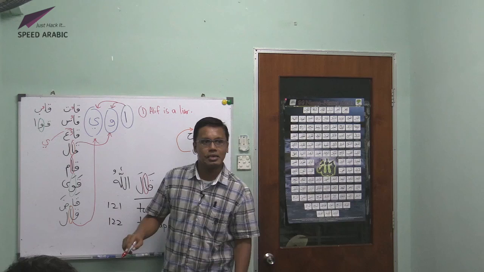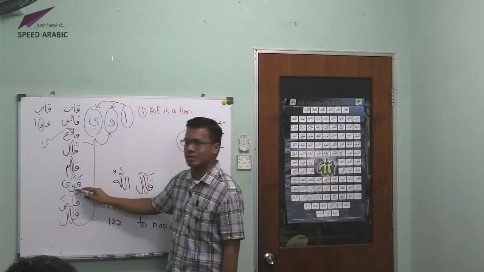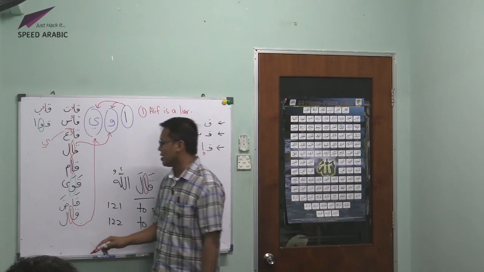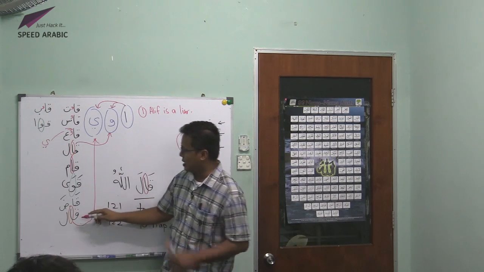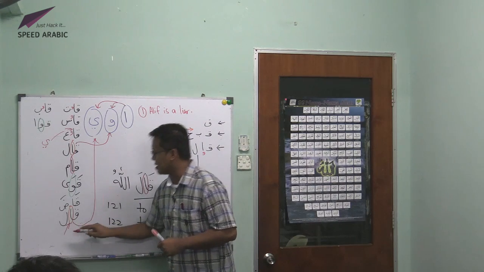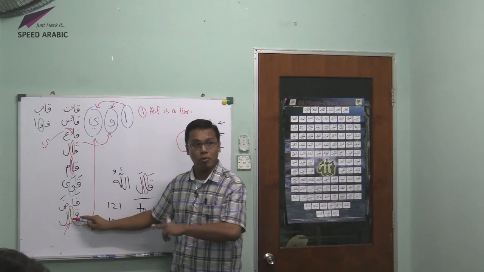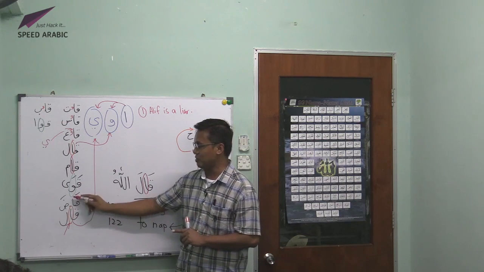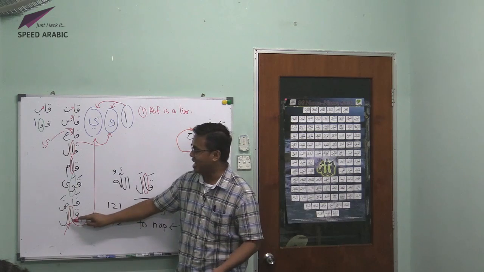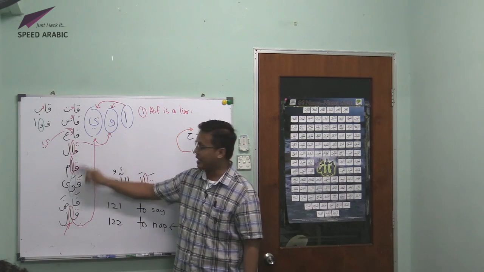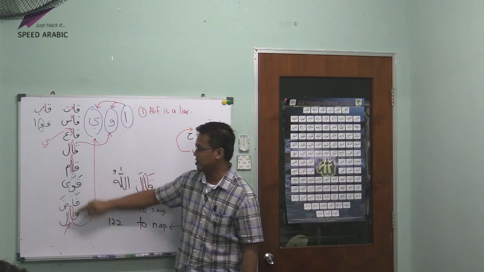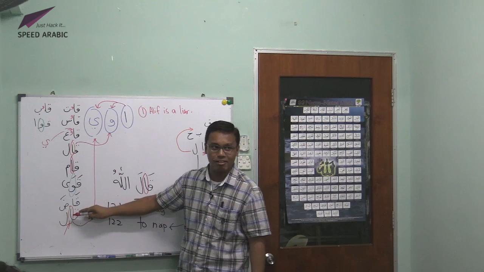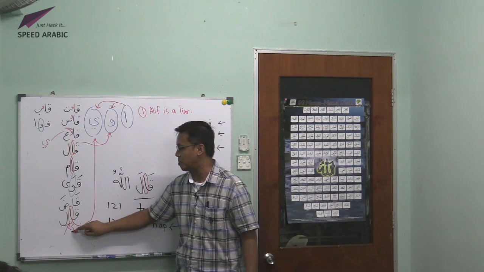Can it be ya here? It cannot be ya here because there's a waw here, because ya comes only after waw. And this one, it's not really clear whether it's waw or ya because you don't have a ya before or after. But because you have another qala, there can't be two qalas with the same root letter waw. So it has to be ya.